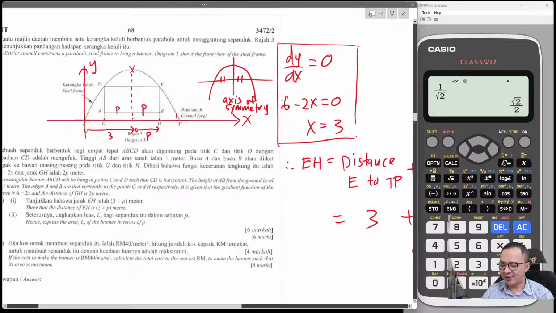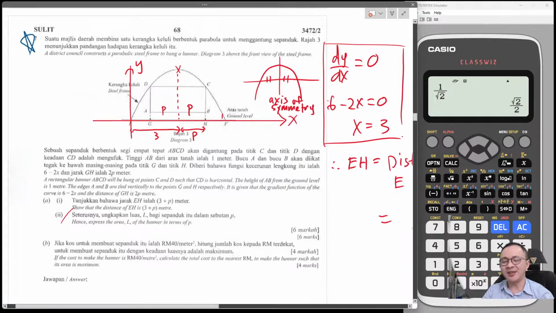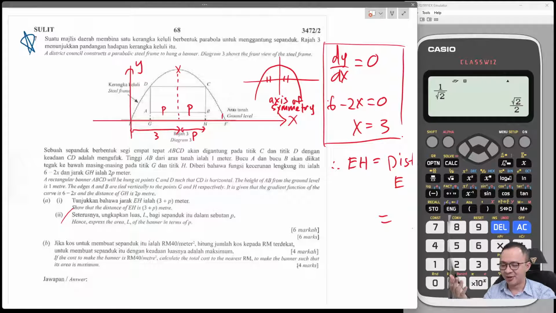Okay, then next part, hence express the area L of the banner. So in these cases, I think the question design is less perfect because it doesn't tell us the rectangle ABCD is L. But of course we know ABCD is a banner, isn't it? So I just assume L actually is the area of ABCD.